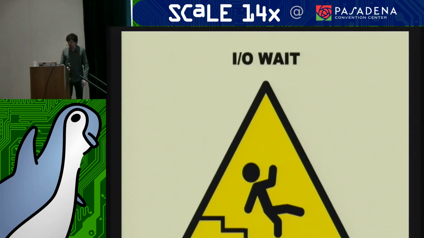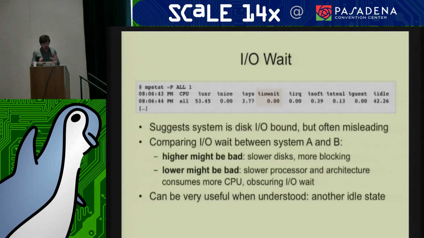Another metric we like to use in Linux that turns out to be fairly complicated is I/O wait. I/O wait suggests the system is disk-bound, but it is often misleading. The problem is, let's say I'm comparing an option, so I'm trying a new configuration for my database, and I/O wait goes up. I may say that's bad because I've got more blocking, and I shouldn't do that configuration change.